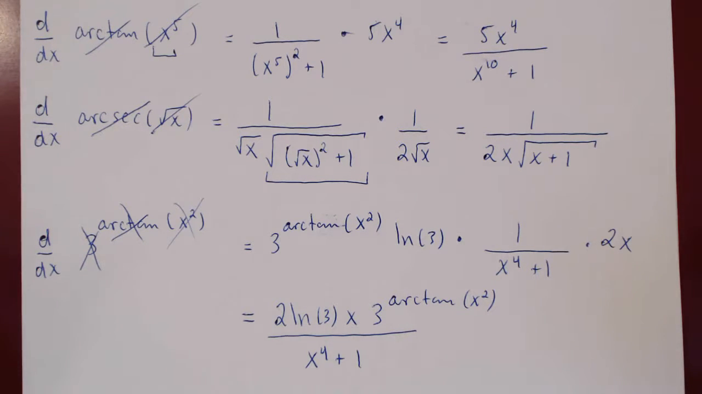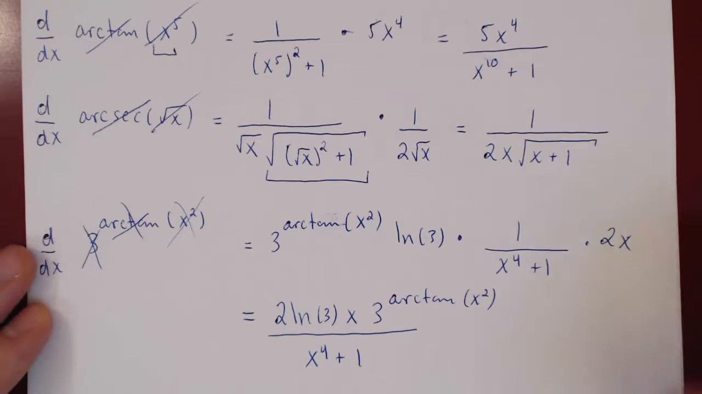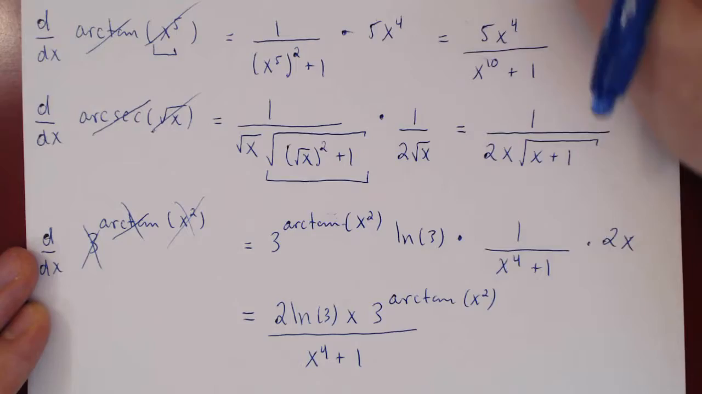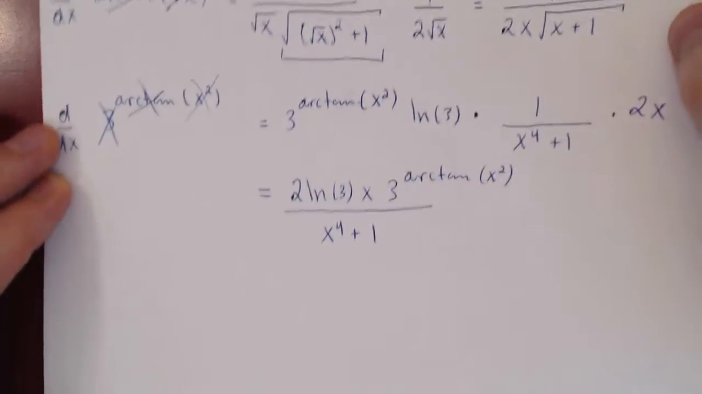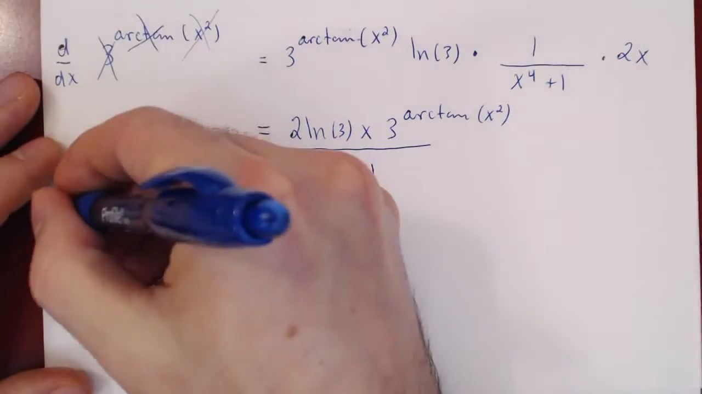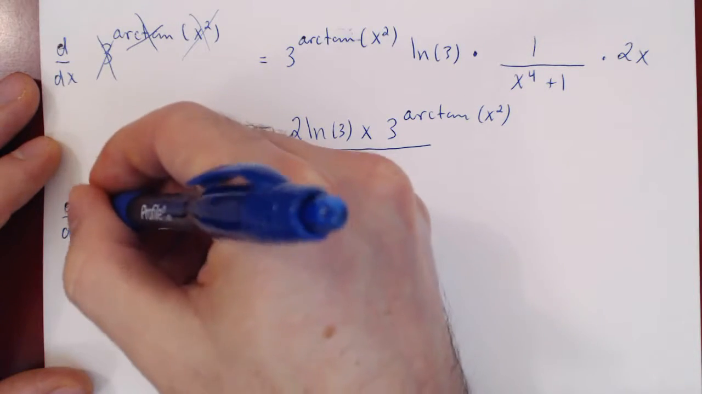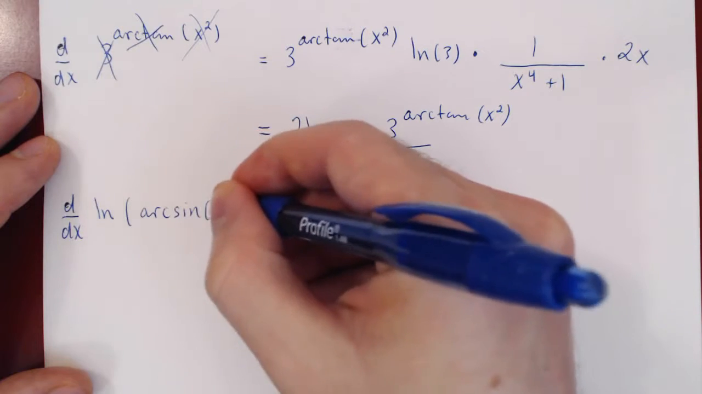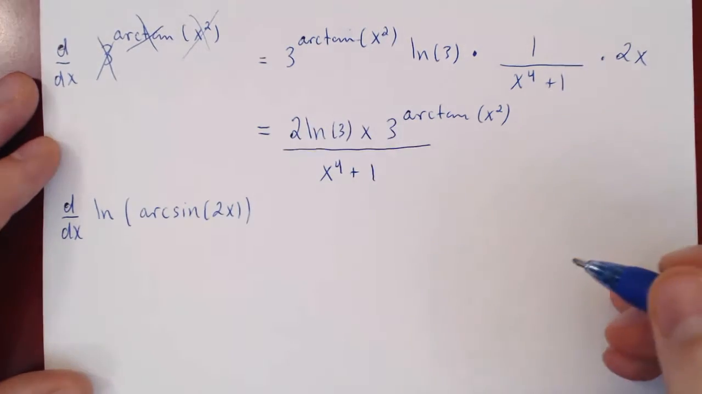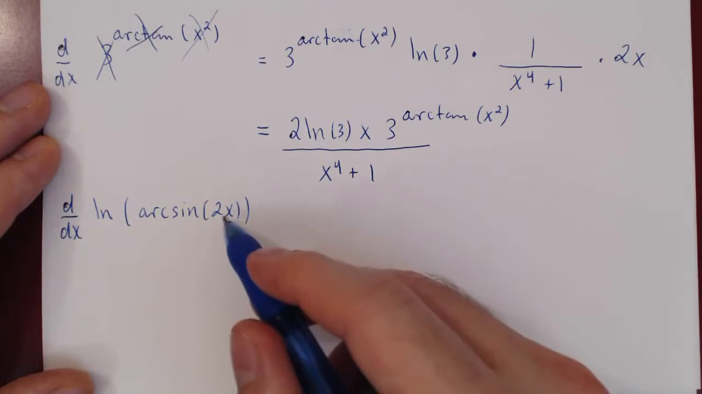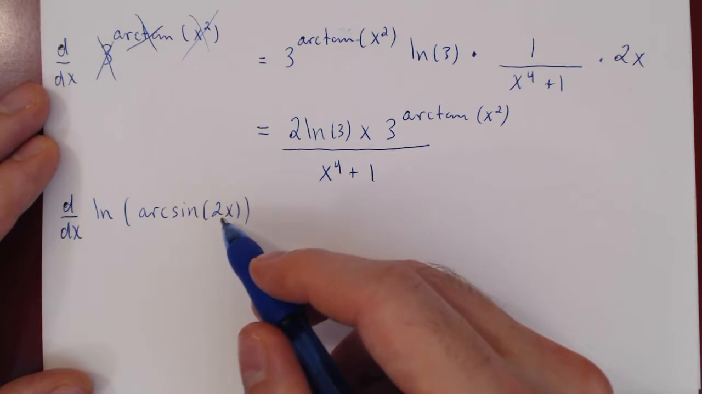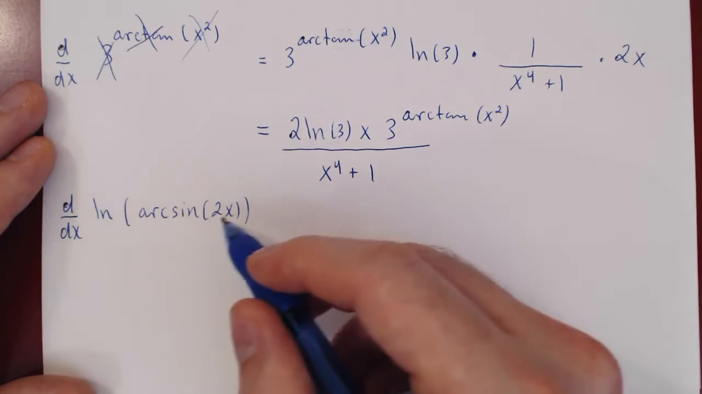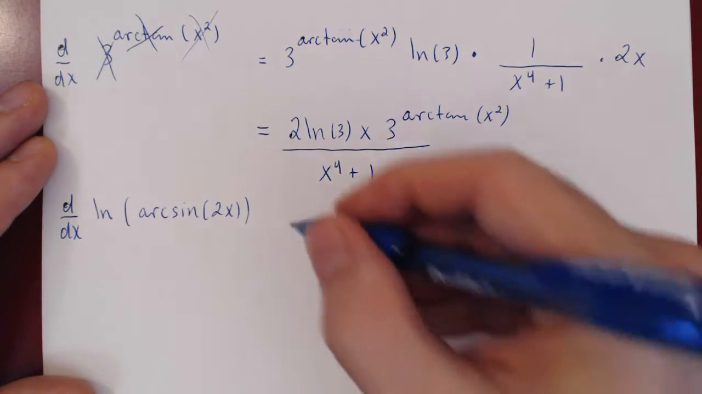What if we had, say, a logarithmic function? Let's go with the derivative of ln of, say, arcsine of 2x. So derivative of the ln of arcsine of 2x. Once again, here we have two compositions. If I give you a value of x, multiply by 2, then take the arcsine of it, then take the ln of the whole thing.